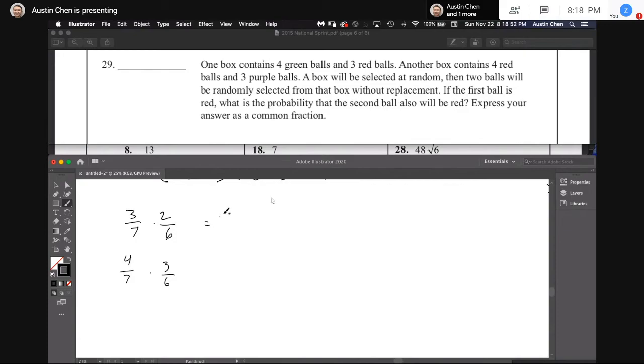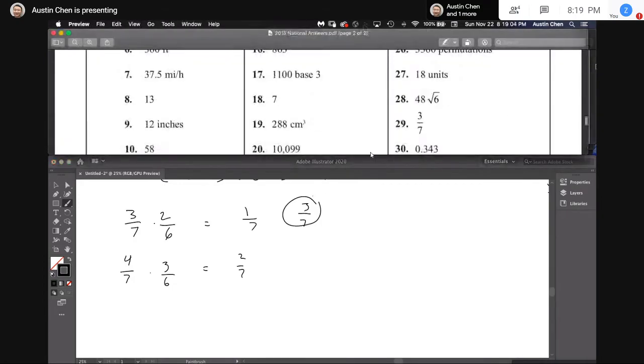So then this is just 1/7, and this is just 2/7. So then you just add these, and that's just 3/7. And yeah, that's your answer.